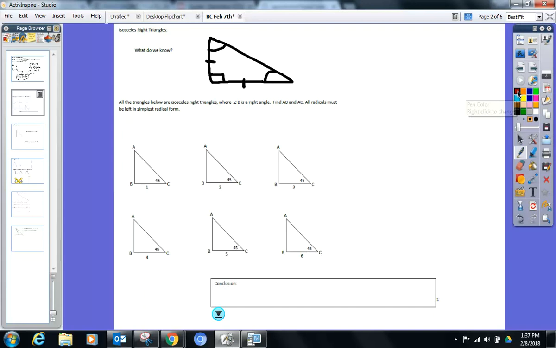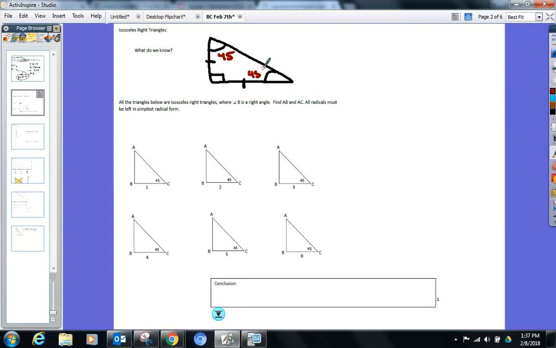This is the first special right triangle we're going to discuss today, which is called a 45-45-90, because their sides are in a good pattern. Their sides are in a certain pattern that you're going to find out right now. All of these are isosceles right triangles, where angle B is the right angle. All six of those triangles.